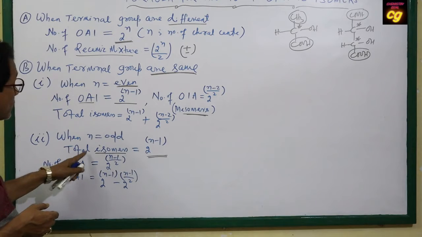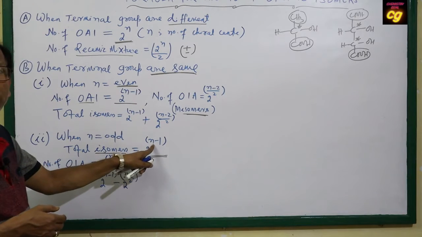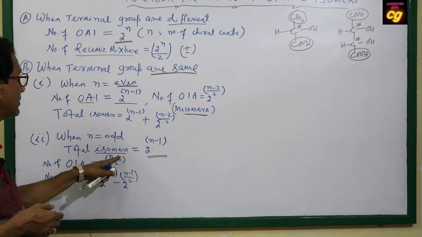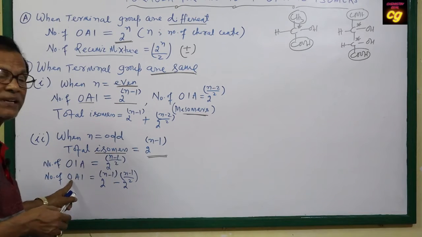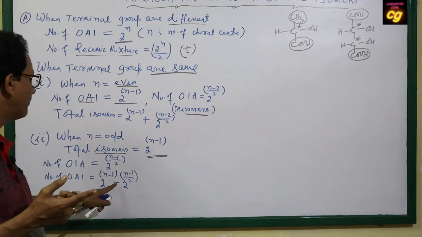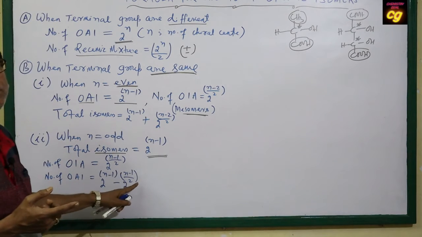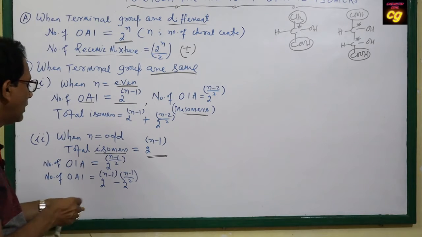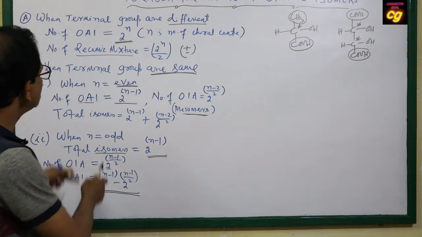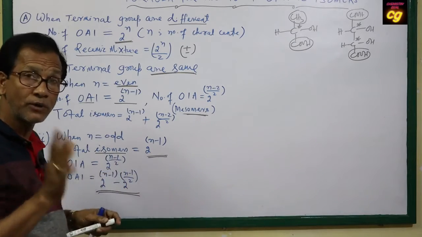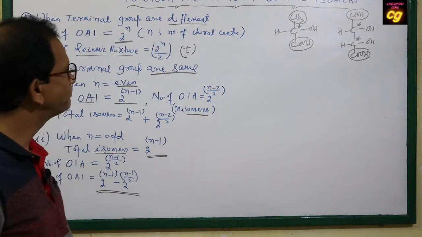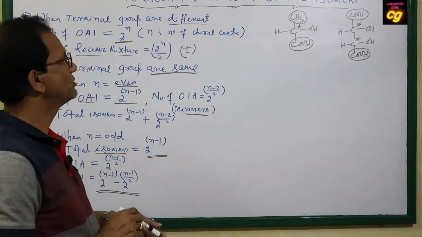Because the total number of optical isomers is equal to 2^(n-1) and the optically inactive isomers are equal to 2^(n-1)/2, the optically active isomers will be 2^(n-1) minus 2^(n-1)/2. So this is the formula for the number of optically active isomers. These are the important formulas for calculating the number of optical isomers. So let us discuss these examples.